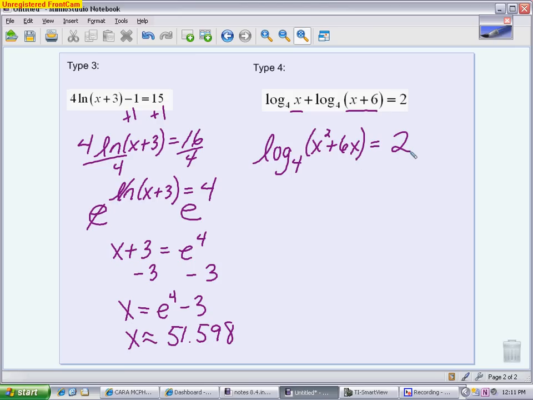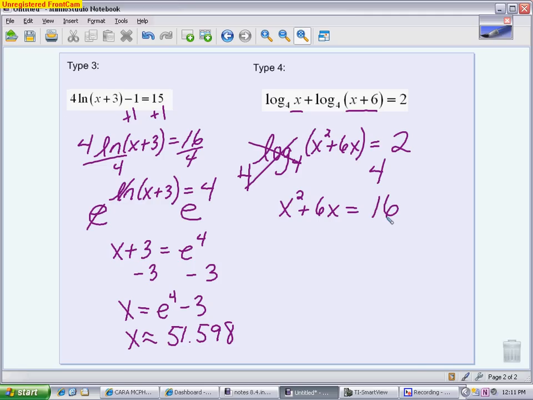Once you've condensed it into a single log, you're going to do what you just did on the last problem, which is exponentiate. Take both sides to the base of whatever the log is. So the log is currently base 4, so I'm going to make both sides be base 4. The base 4 and log base 4 will cancel, so I'm left with x squared plus 6x. Be careful on the right. This is the most common mistake. That is not 4 times 2. That is 4 squared, so that is 16.